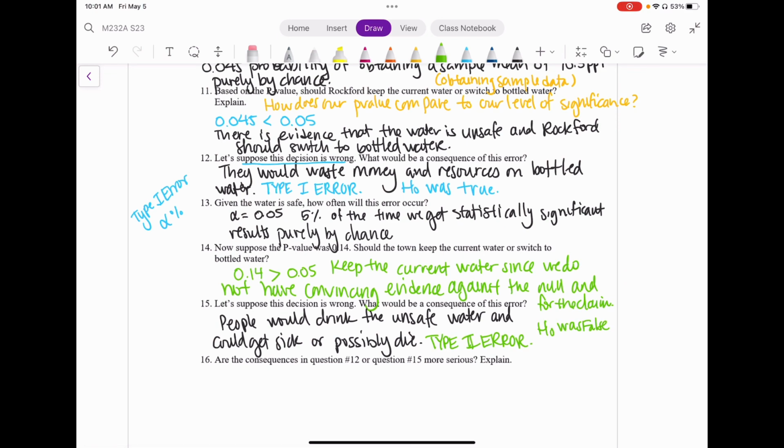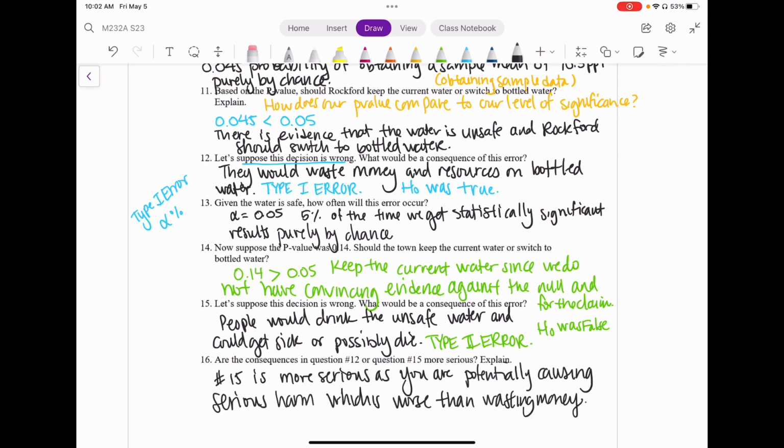So are the consequences in question 12 or 15 more serious? So is it more serious for you to waste money and resources, or is it more serious for somebody to get sick and possibly die? I believe that causing a human harm, possibly killing them, is much worse than wasting money. These are the types of error that you can make and what it looks like to talk about the consequences.